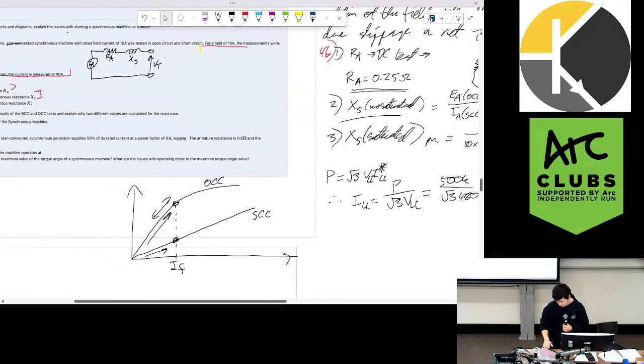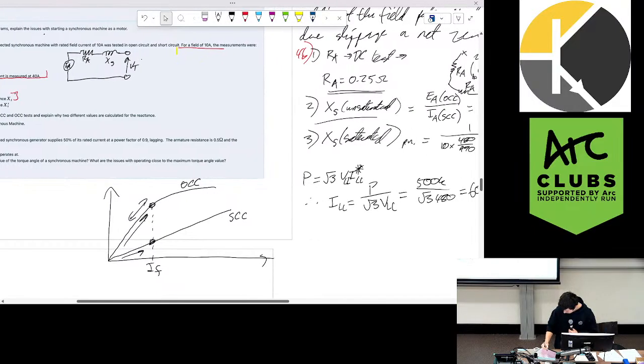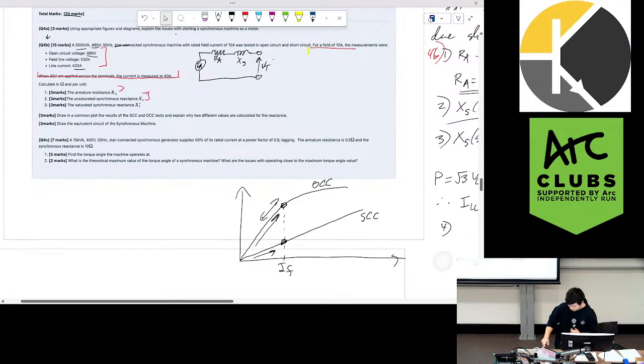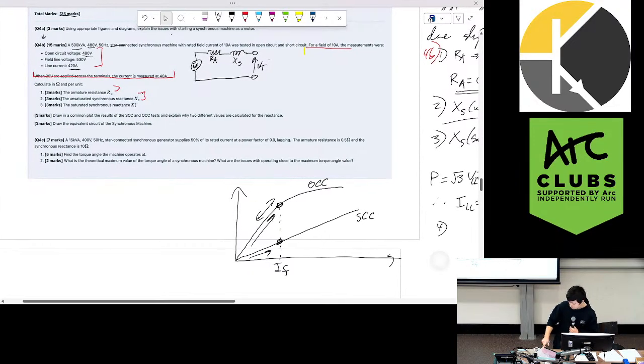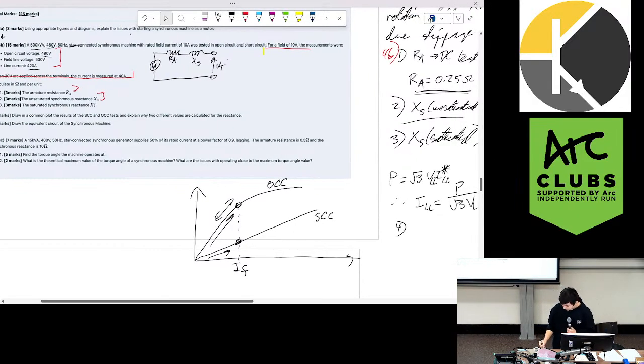All right, that is that. Next up, this sub-question has 5 parts. Part 4 is draw the common plot of the short circuit characteristic and the open circuit characteristic tests and explain why 2 different values are used for the reactance. You'll actually find we just did that right here. Now, 2 different values for the reactance.